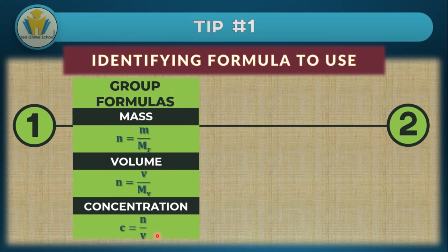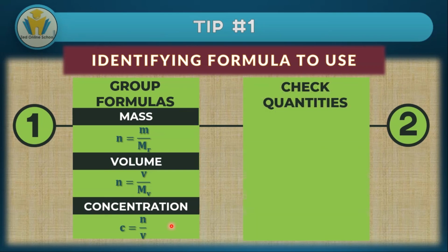Well, I won't tell you to think of this one as a volume formula because it has concentration. And concentration, as you can see, is not found in these other two formulas. n is found in all of them. V is found in this one and this one, but this is the only formula that has volumes only. This is the only formula that has mass only, and this is the only formula that has concentration. So once you know how to group your formulas like this, mass, volume, and concentration, it will be easy for you to identify the formula when you become able to check the quantities that you've been given.